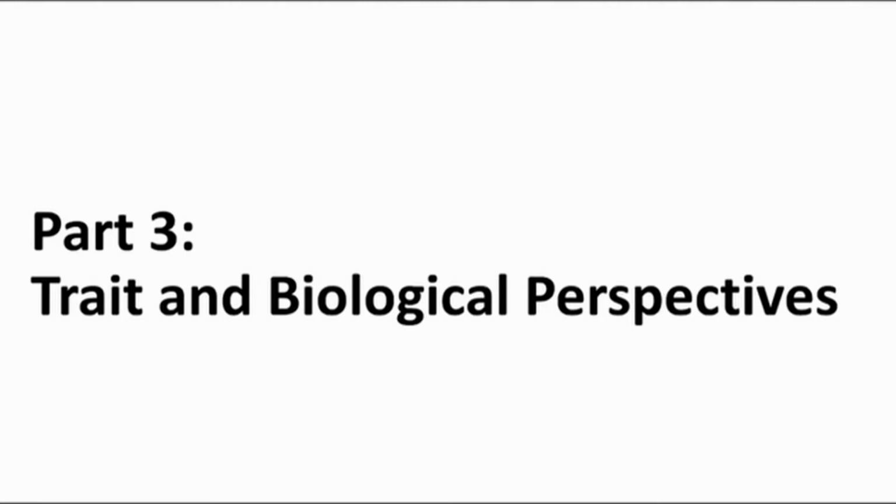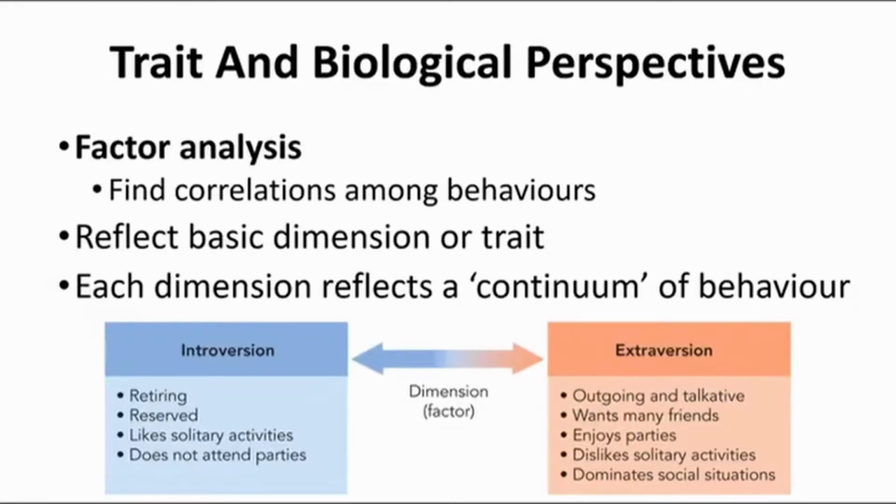The next part of this chapter deals with trait theories and the biological perspective. Now, a trait theorist would want to describe the basic classes of behavior that might define personality. So they want to figure out how to measure individual differences in personality traits and try and use those measures to understand and then predict how a person might behave.